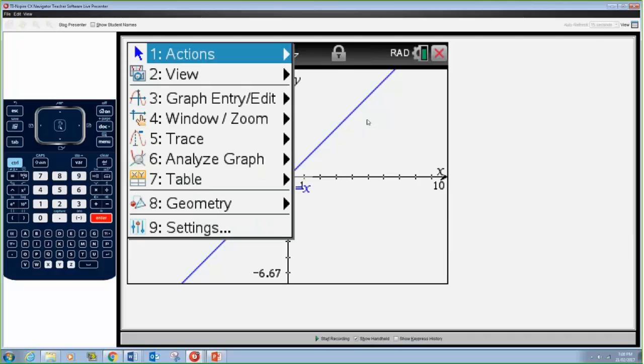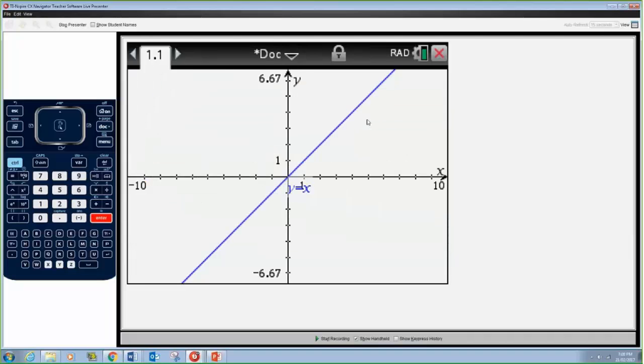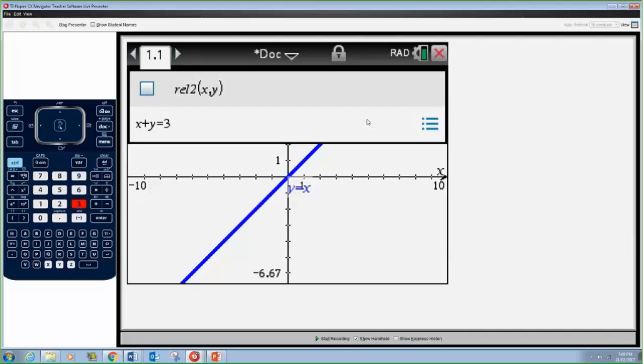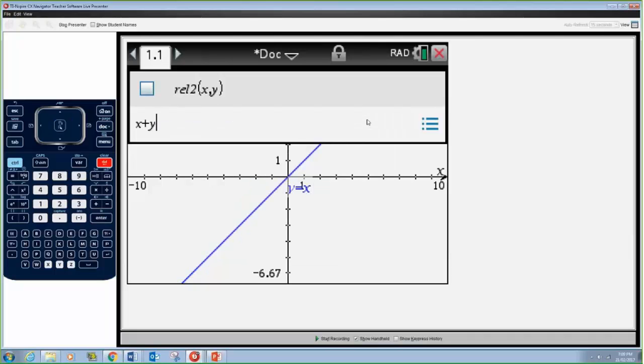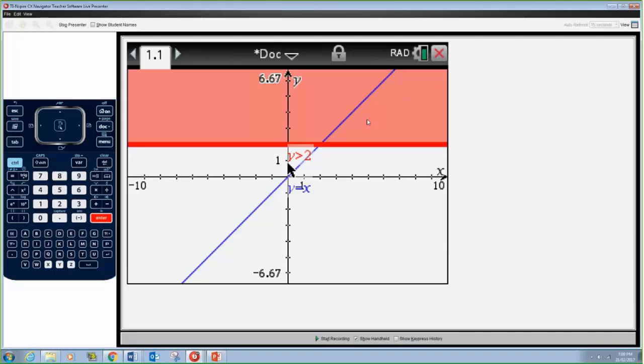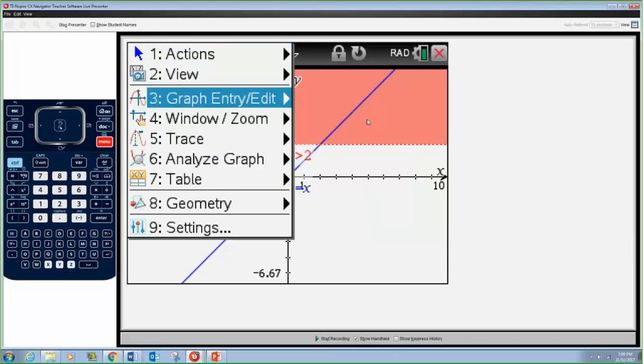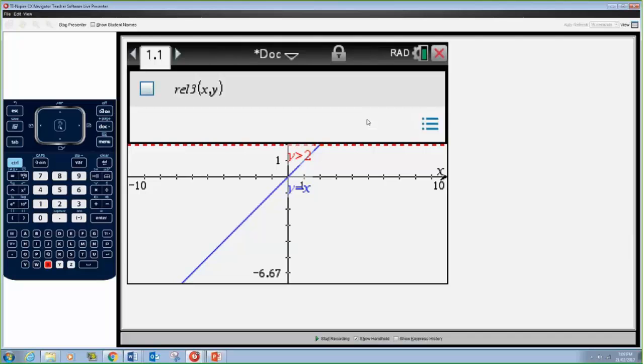But if I try to do in the relation, let's say x plus y equals 3, and I press enter, it will tell me press-to-test graphing restriction. So it is good to be aware that sometimes things are highlighted, but only part of those features will be available. Interestingly, we can sketch, which is not that useful actually for IB, you could shade the region inequality y greater than 2, but you wouldn't be able to do the same with x. So this is just something to be aware of. If I want to do, let's say, x less than 1, it will give me the same instruction.